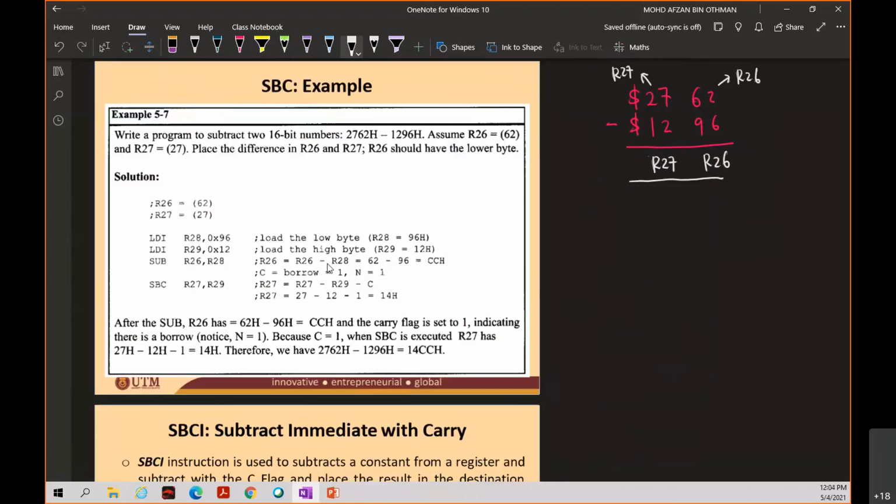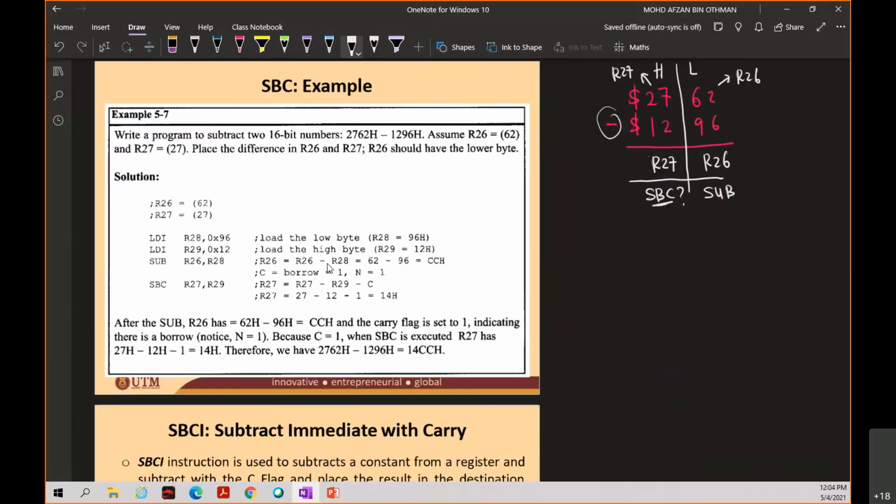Since this is a 16-bit number, you divide it into two: one for the low byte and the other for the higher byte. For the lower byte subtraction, similar to addition, you can use the SUB instruction, while for the higher byte, we need to use the SBC. Why SBC? Can you tell me why we need to use the SBC for the higher byte? What is the reason?